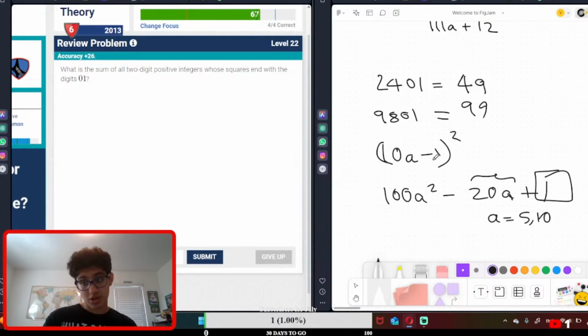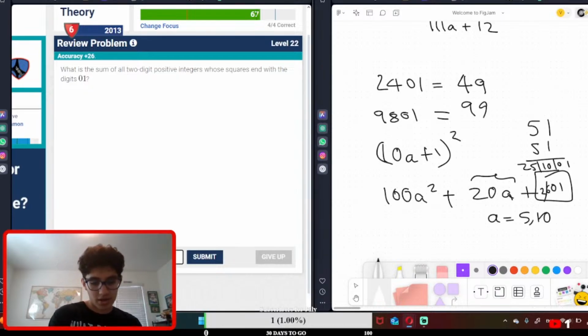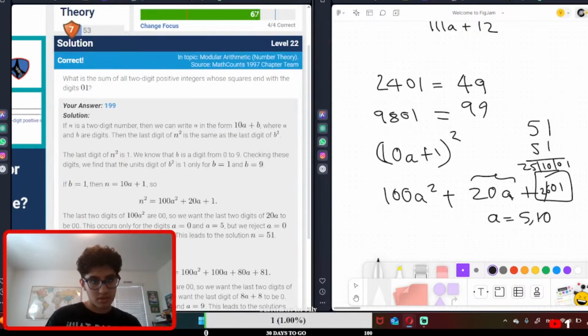And then the same logic should apply for 10a plus 1. This will just change to a plus. So same exact thing. 51 should work and 101 should work. 101, obviously we can't do that. So it'll just be 51 then. Right, and let's actually check that really quickly. 51 squared, this becomes 2601, which seems about right. Oh yeah, that's correct. So it'll be 199. Correct.